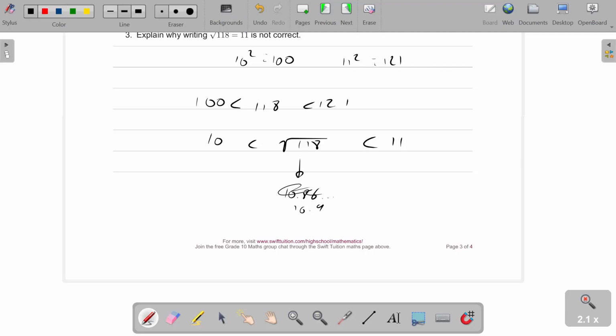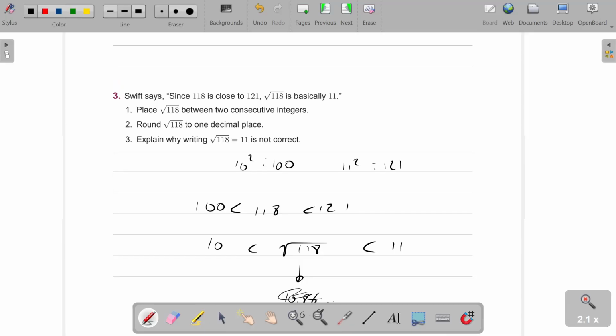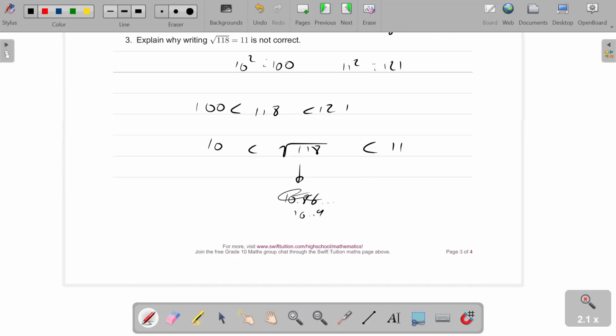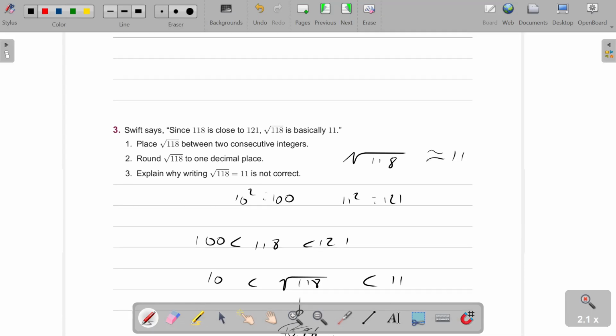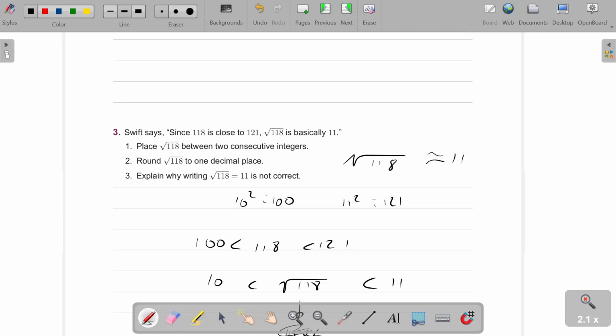So it is fine to say that the square root of 118 is close to 11, but it's better to show that it's an approximation as opposed to equal, right? This is incorrect. You'd rather say that the square root of 118 is approximately equal to 11, because obviously this is 10.9 if you round it off, and rounding 10.9 to the nearest whole number is going to be 11, all right? Or nearest natural number, it doesn't really matter.